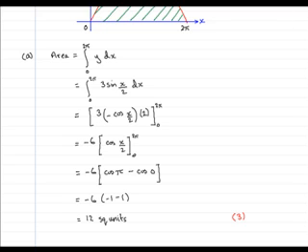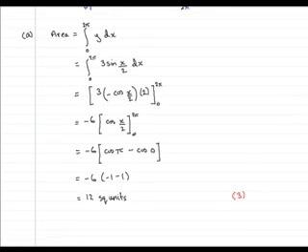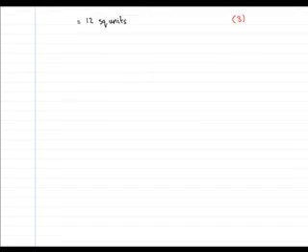Okay, we're moving on now to part B, so we'll just scroll up a little. Now in part B, we're asked to find the volume of the solid generated when the region is rotated through 2 pi radians about the x-axis. So we've got to find the volume of revolution then when the region is rotated through 2 pi radians about the x-axis. Okay, so you might like to pause the video, come back to check your answer.